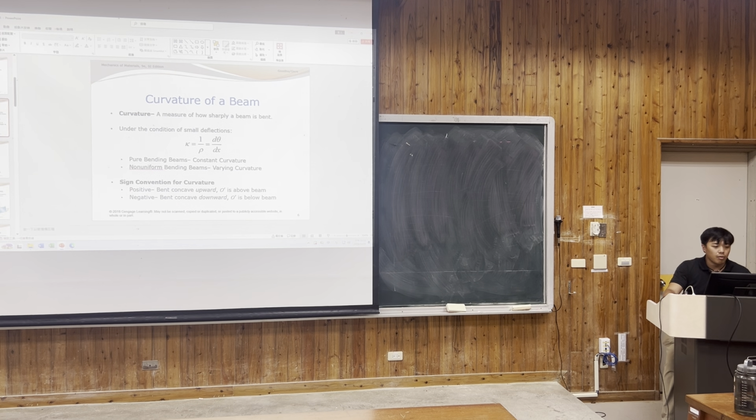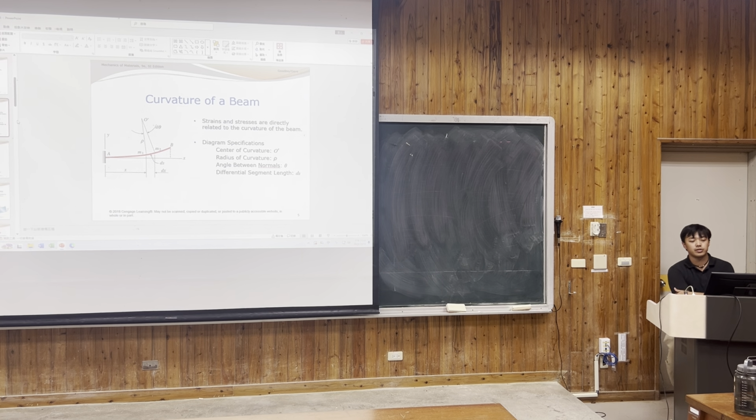Next, we have to define the curvature of a beam. I think this should be in your lecture, right? Yes. Keep in mind there's the center, right here, and the radius, and the angle theta right here, and the ds. So, does anyone know how to calculate ds? The differential segment length? How to calculate it? I believe Professor Wu has told you, right?